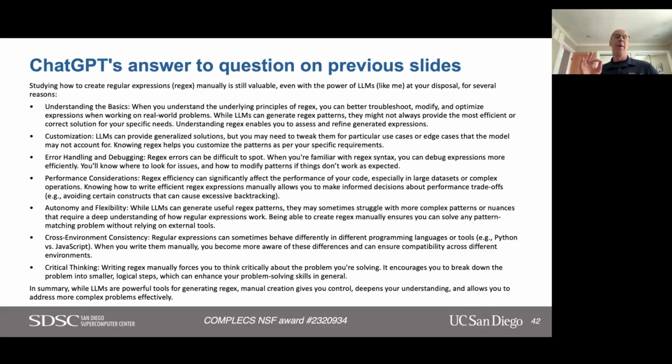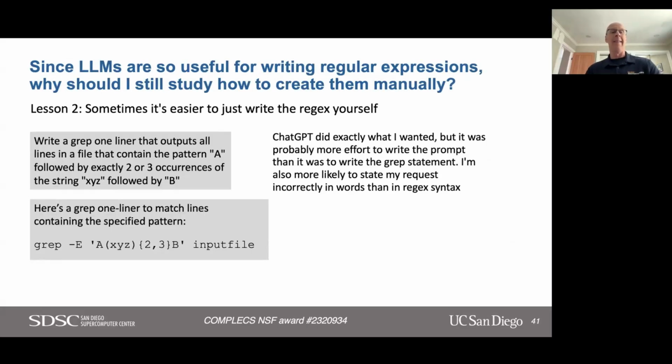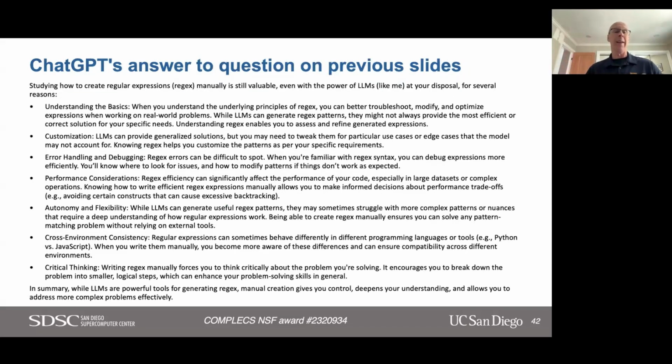So finally, I asked ChatGPT to answer the question on the previous slide. Namely, since LLMs are so useful, why should I still study how to create regexes manually? And I'm not going to go through everything here, but there was a really good answer. It includes understanding the basics. You'll be able to customize the solution. And then finally, I think this is important, critical thinking. Writing the regex manually forces you to think critically about the problem that you're solving. It encourages you to break down the problem into smaller logical steps, which can enhance your problem-solving skills in general.